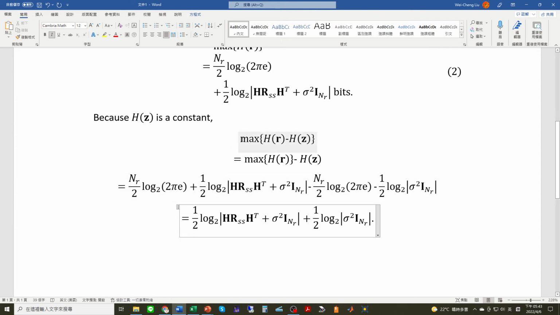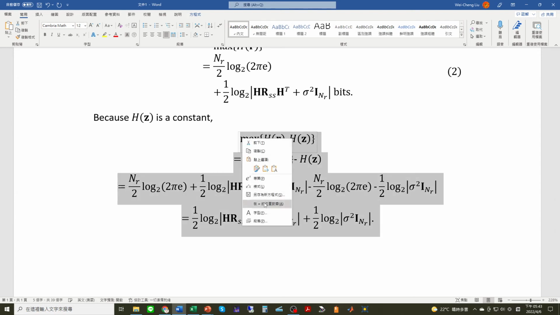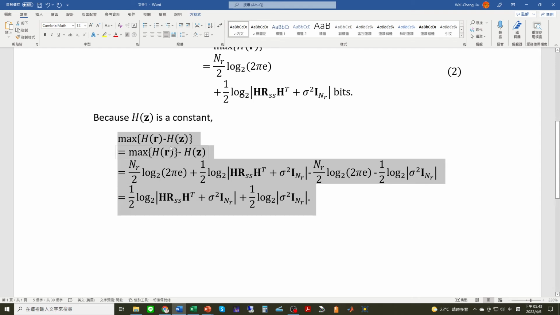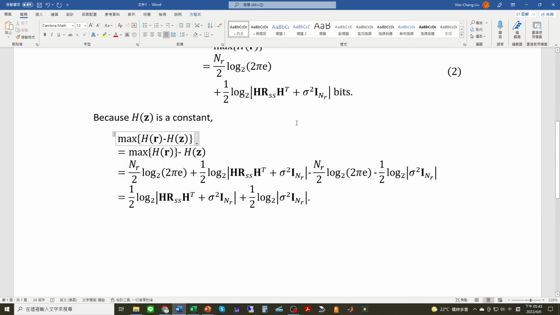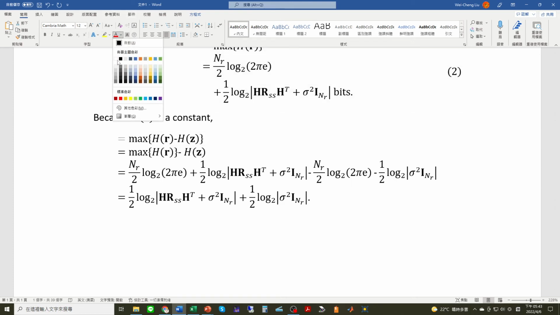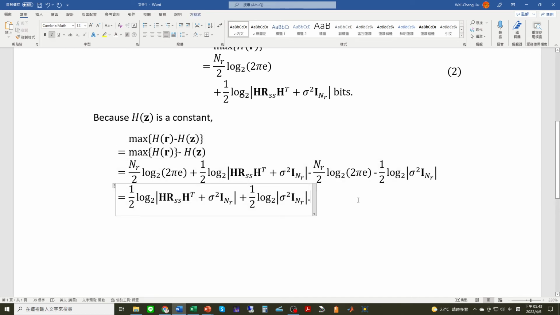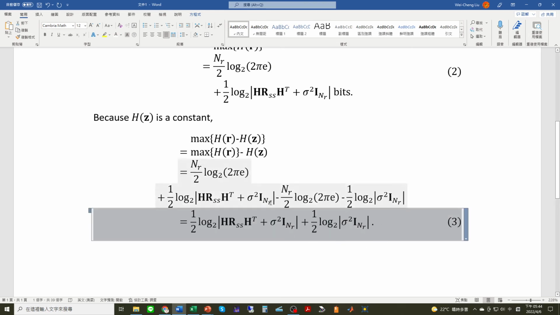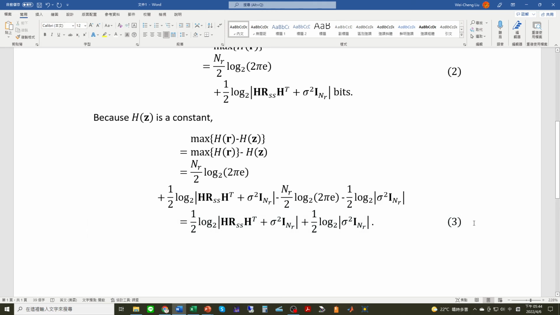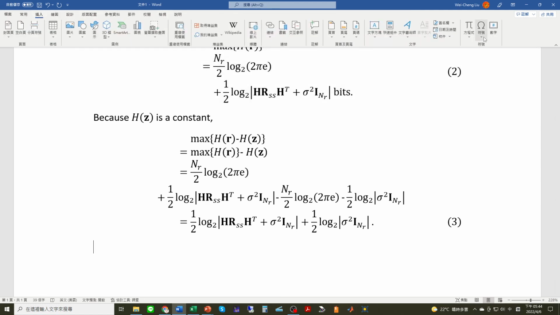Let me align at the equality sign, like this, and I add an equality sign here. So this is equation 3. I can't align it. Equation 3. So we have finished solving this problem. Do you have any questions?